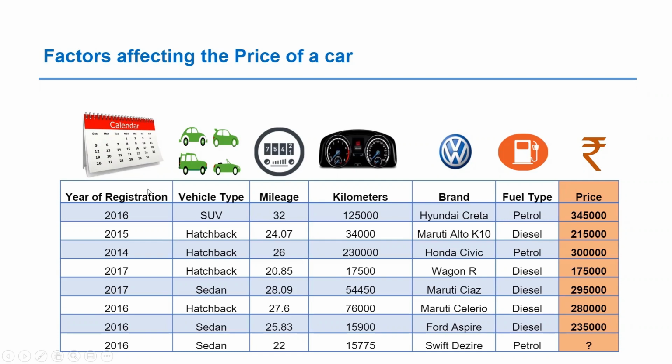All of this data present here, from year of registration and vehicle type and mileage up until fuel type, are called the independent variables. They are independent, right? They are not dependent on anything. But this price which we are going to predict is a dependent variable, because it is dependent on all these factors. Got it? So we have independent as well as dependent variables. This is independent and this is the dependent.